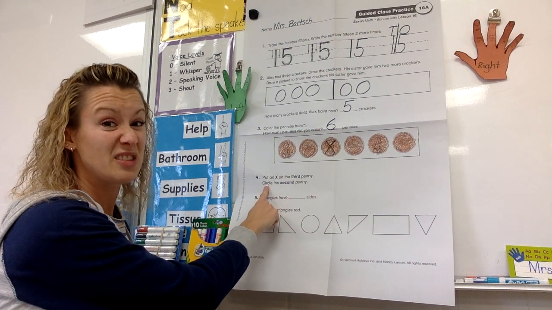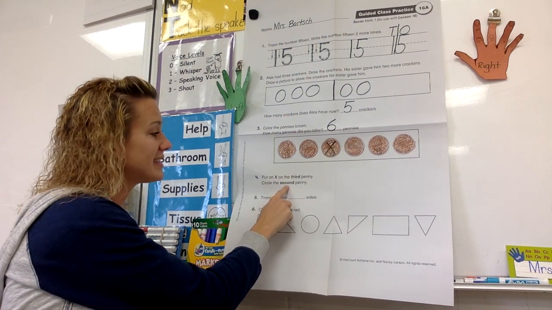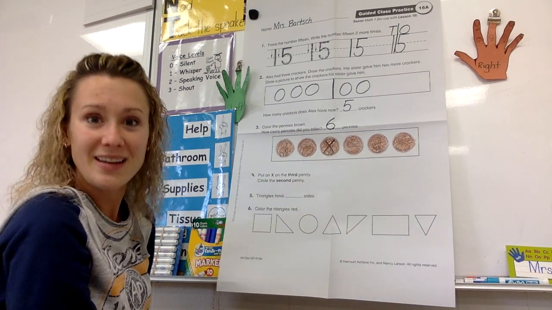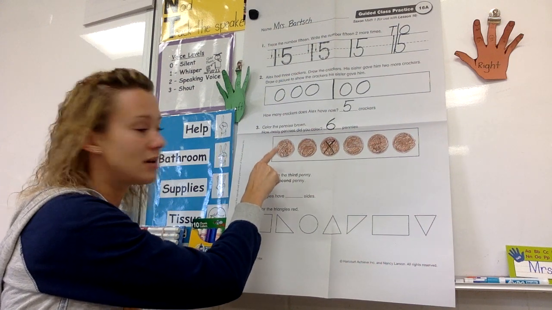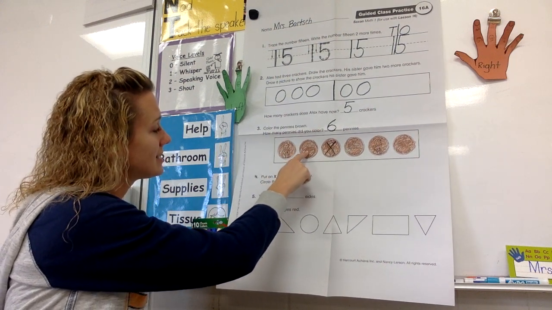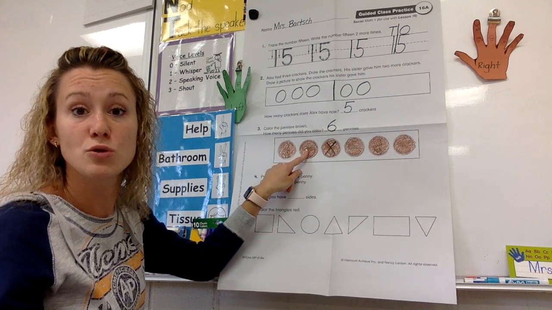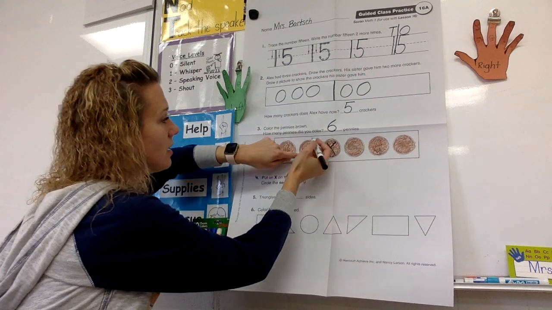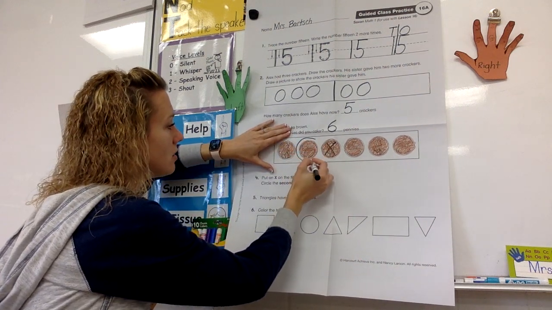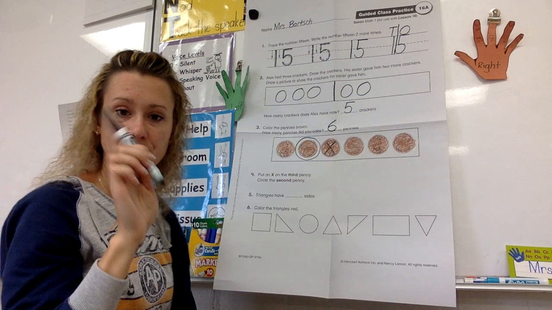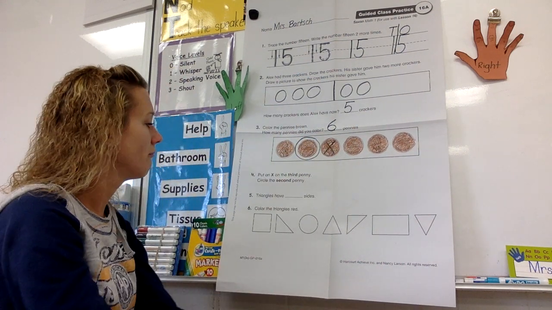Good work. We're not done. There's still another direction. It says circle the second penny. All right, let's find second. Count with me. Ready? Go. First, second. So I'm going to put my finger here. We need to circle the second penny. So now I'm going to circle that penny. Park my pencil.